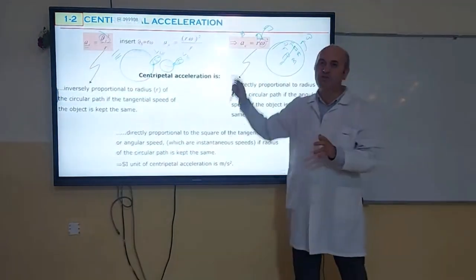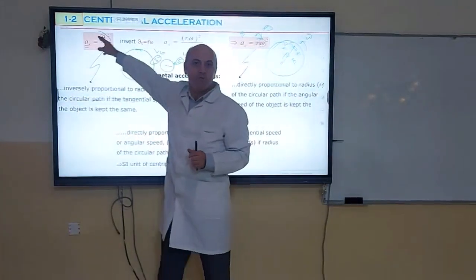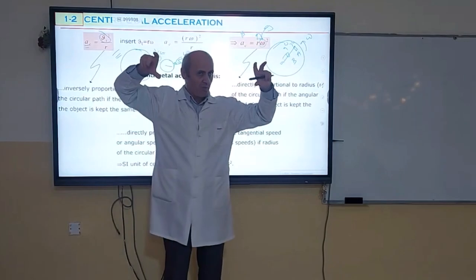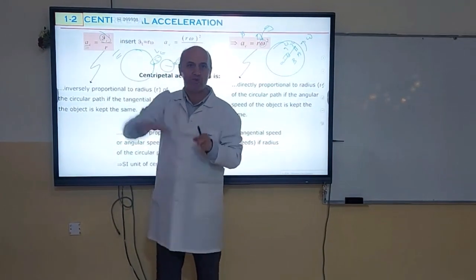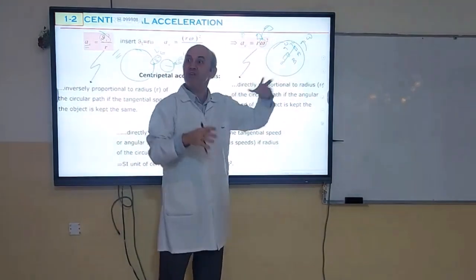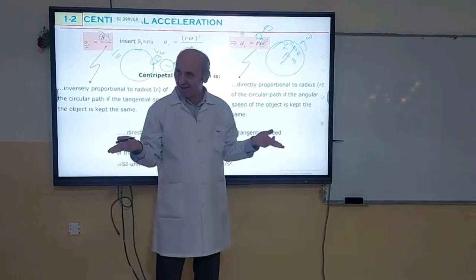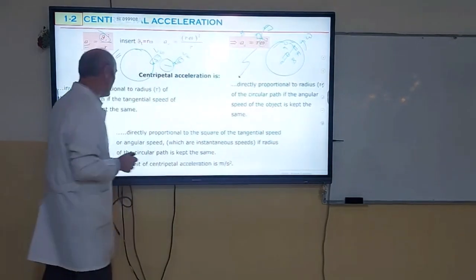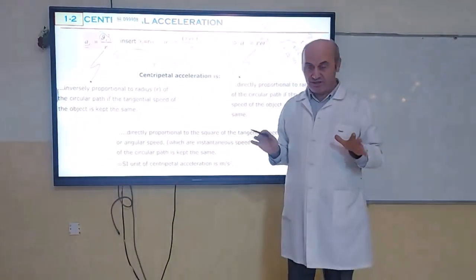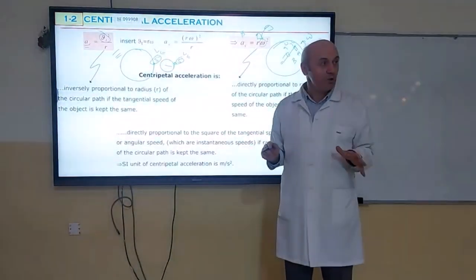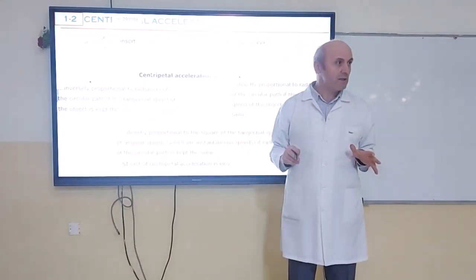Yeah, these two equations are talking about different cases. In one of them, for two objects moving on a circular path, VT must be the same, and AC and R are inversely proportional. But in the other, two objects have the same omega, and AC and R are directly proportional. Okay. And centripetal acceleration is a linear quantity because you measure it in meters per second squared.